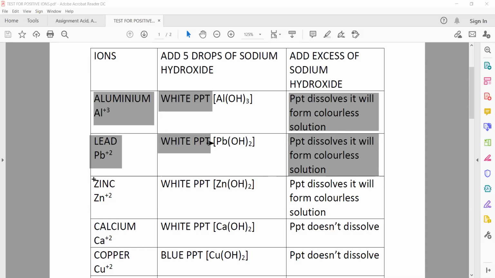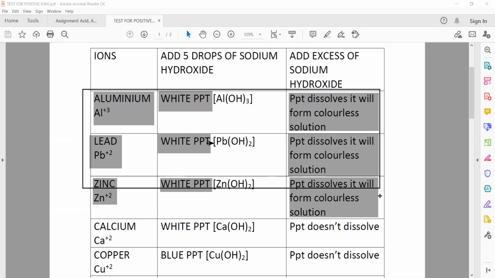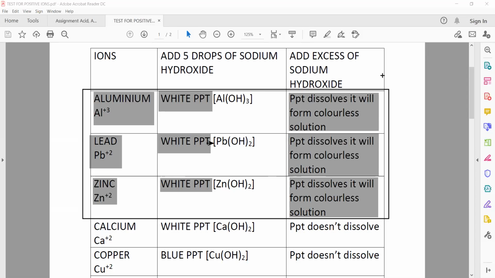Same way, if a salt contains zinc, you add sodium hydroxide, you will observe a white precipitate, this white precipitate of zinc hydroxide. And if you add an excess, the precipitate dissolves and again it will form a colorless solution. So the first 3 elements here, you can see aluminum, lead and zinc, they have the same observation with a few drops of sodium hydroxide and excess of sodium hydroxide.